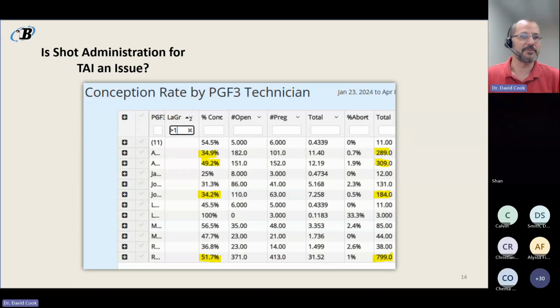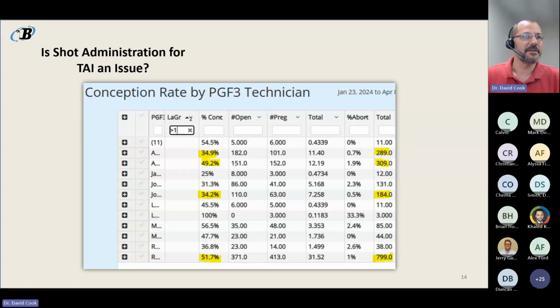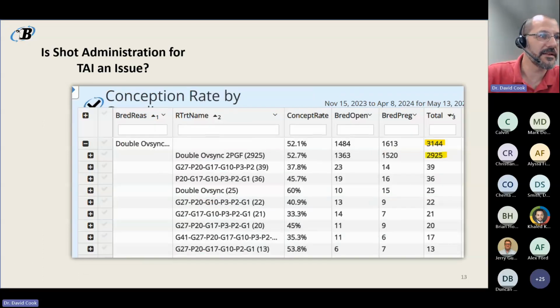Another place that we can look at breakdowns in process is looking at who's giving the shots. The PGF3 does have a really significant impact on conception rates. I don't know if I can find an example here. None that show up here.